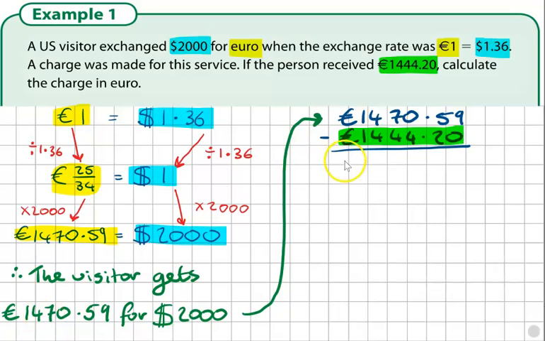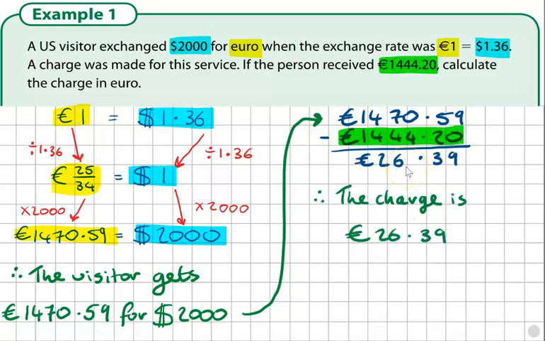So now we need to figure out what the charge was. They actually received €1,444.20. We got that from the question highlighted in green. So if we subtract, we will figure out what the charge was. So 26.39. Therefore, the charge is €26.39.